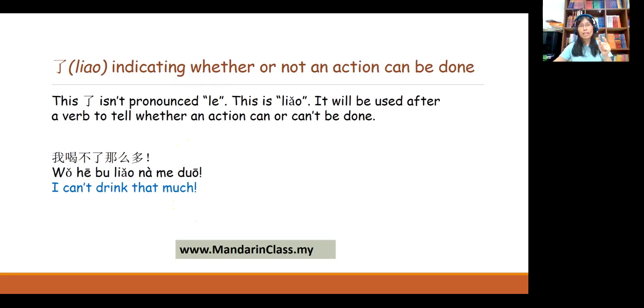Okay, whereas this one, the pronunciation is different. The Chinese word is the same. Pronounced as liǎo. Every time you hear this liǎo, you will know that it is showing whether you are able to do that or not. Like this, 我喝不了那么多. I'm unable to finish it all. 喝不了, 吃不了 means unable to eat, unable to finish it. So this 了 indicates whether you're able to do it or not. That's it. Okay? Very easy and simple.